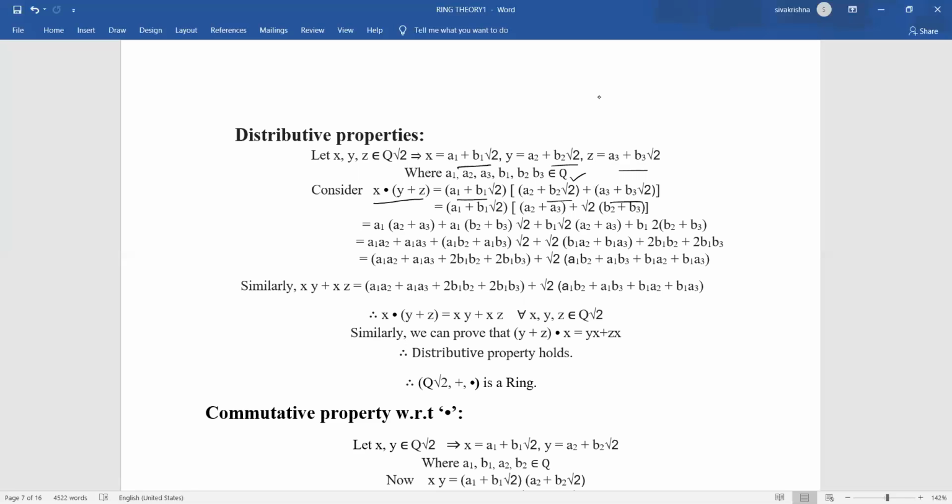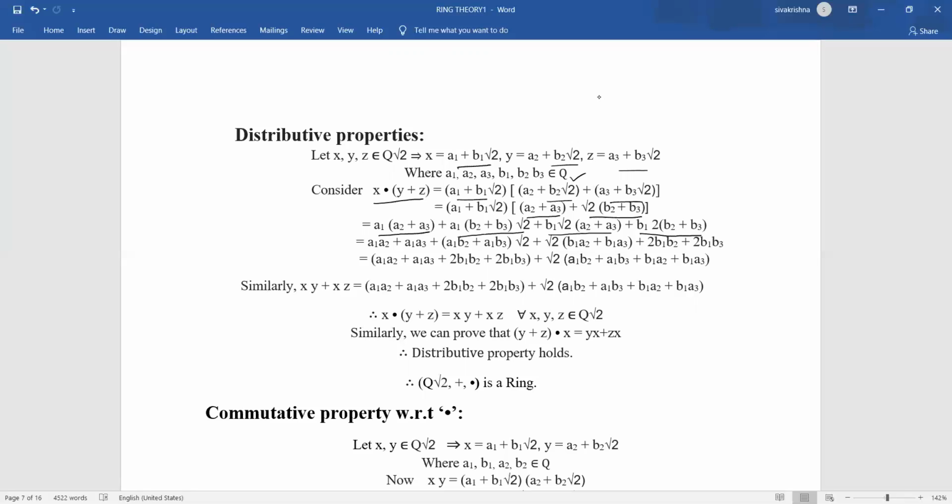Okay, so first we have to add y plus z, so that we get a2 plus a3 plus root 2 into b2 plus b3. And after that we have to multiply x with y plus z. The first term of x with the first term of y plus z gives a1 of a2 plus a3. The first term of x with the second term of y plus z gives a1 root 2 into b2 plus b3. And the second term of x with the first term of y plus z gives b1 root 2 into a2 plus a3. And the second term of x with the second term of y plus z gives 2b1 into b2 plus b3.